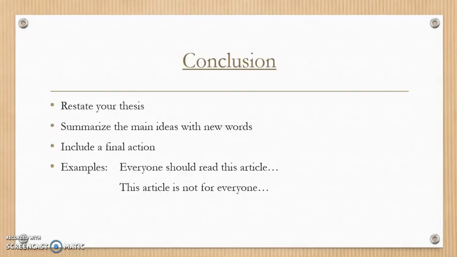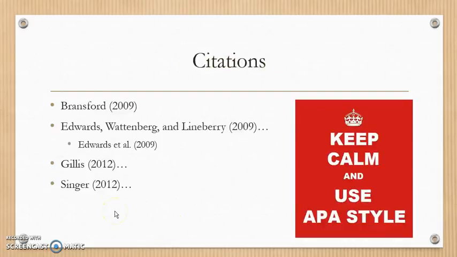Was this article something other people should read? What types of people would benefit from reading this article? Should no one ever read it? Is it an article that really holds no merit? Those are the things we're looking for in analysis. And here are the citations you're going to use throughout your article.